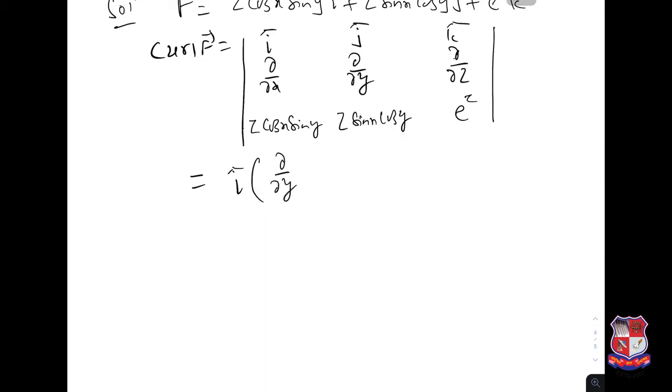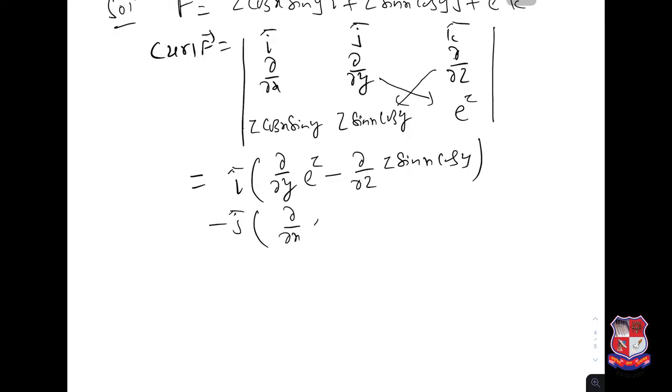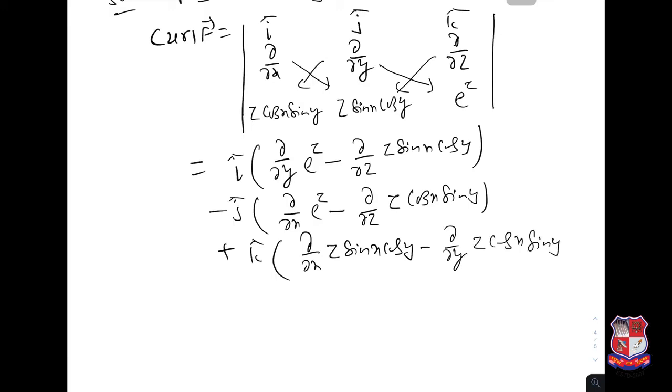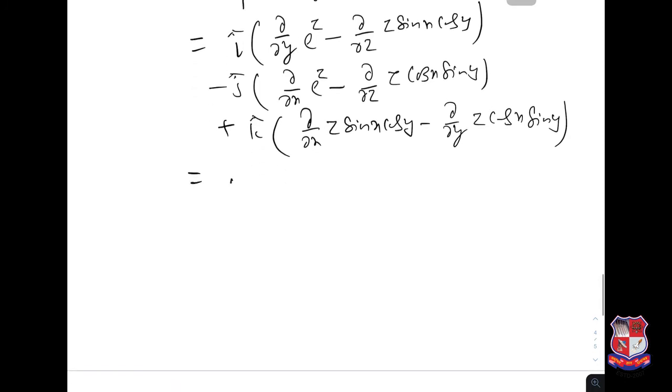So this is equal to i times (del by del y of e power z minus del by del z of z sin x cosine y) minus j times (del by del x of e power z minus del by del z of z cosine x sin y) plus k times (del by del x of z sin x cosine y minus del by del y of z cosine x sin y).